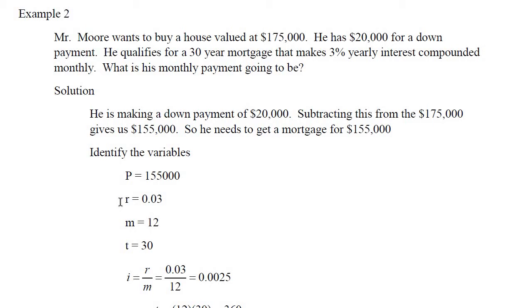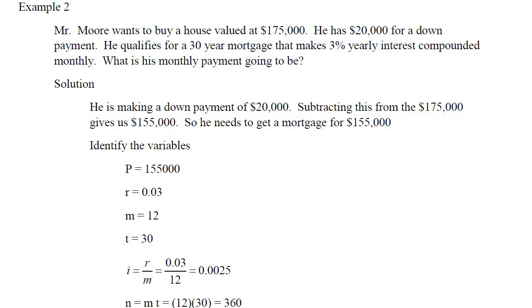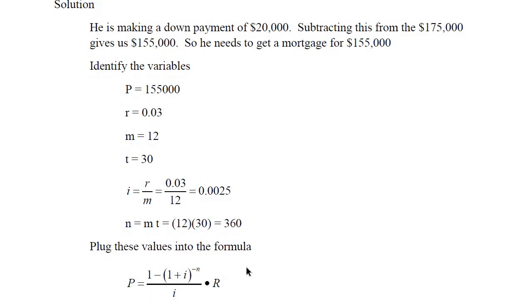Our yearly interest rate, little r, that is 0.03. This is going to be monthly, so M is equal to 12, and this is going to be for a period of 30 years. T is equal to 30. So, calculating my i is equal to r divided by m, so that's 0.03 divided by 12, which is equal to 0.0025. N is equal to M times T, so that's going to be 12 times 30, which is 360.